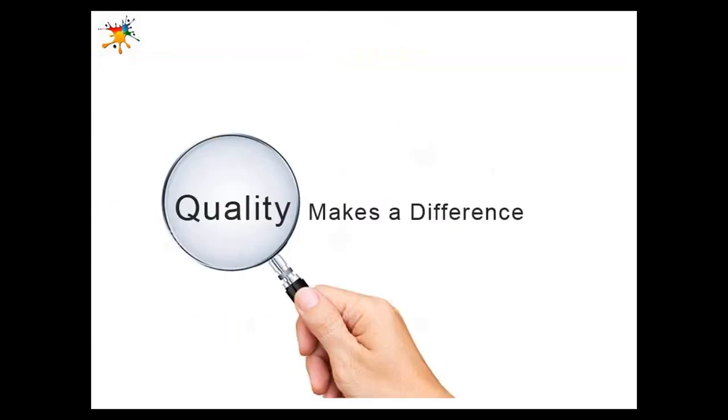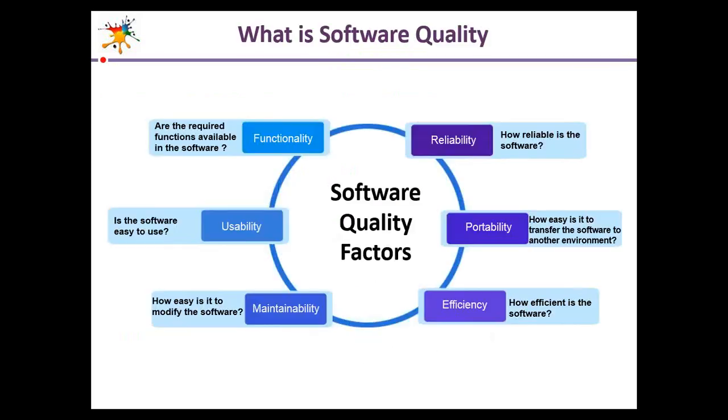So quality makes a difference. I think this is a very common thing that we are all aware of. So what is software quality? Now, software quality can often be described as the fitness of purpose for a piece of software. And the management of quality includes the process and activities of the performing organization that determine quality policies, objectives, and responsibilities, so that the project will satisfy the needs for which it was undertaken.